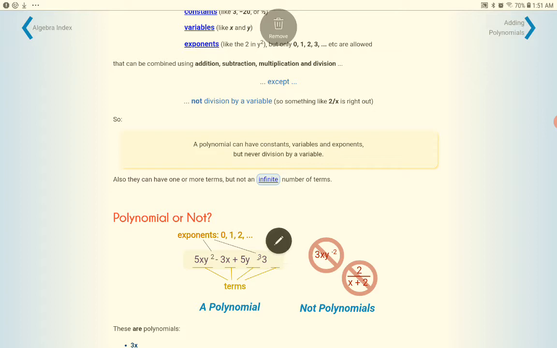It's got many terms and all the exponents are whole numbers. Now let's look at this one, 3xy to the negative 2. Negative 2 is not a whole number. It is a negative integer. So that is not a polynomial. Now let's go to this one. We got an x in the denominator. That means that this is not a polynomial. So polynomials have exponents that are whole numbers, and they have no division by a variable. So those are the two rules that just got broken here. So those are not polynomials.